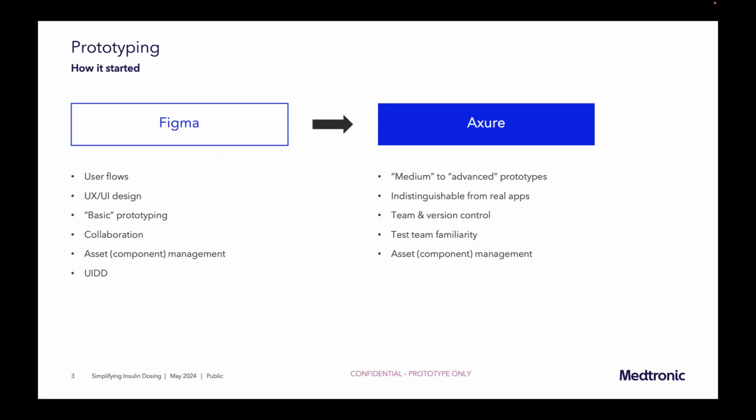A little bit more complicated than Figma can do right now. Figma's coming up, but it's still not in the same ballpark as Axure. And some of the reasons we like Axure are its team control, the version control, and also that the test team itself knows how to deploy these prototypes on a phone and put them in front of people and work with them.